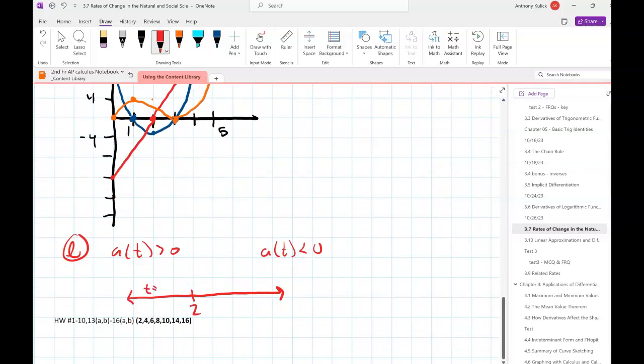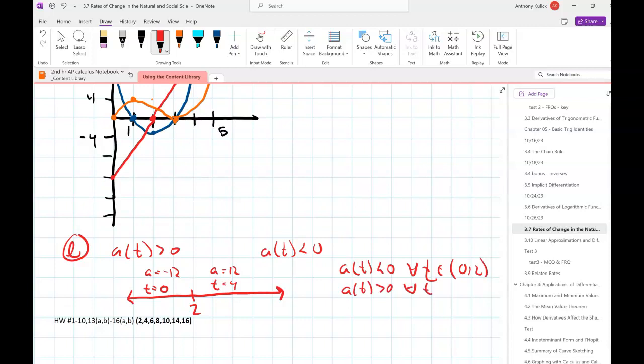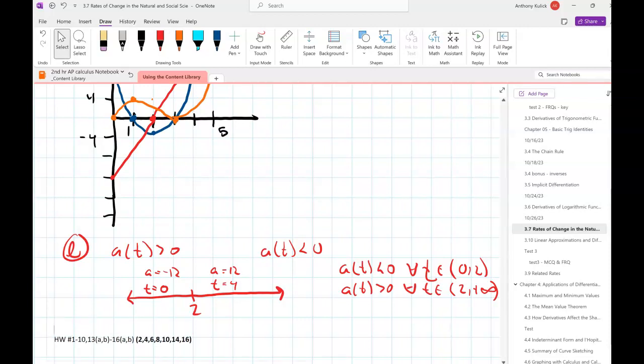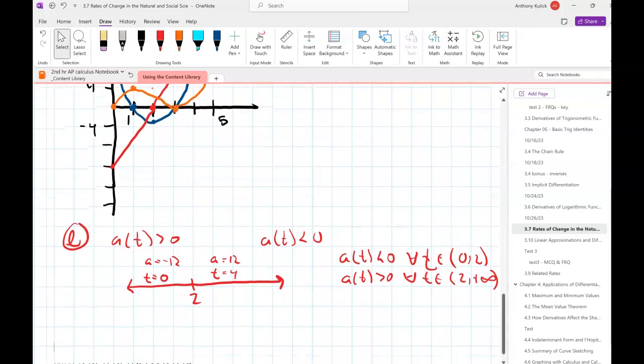And I know when t is equal to 0, a is -12. And when t was equal to 4, we did that already, a was +12. So we know that a of t is negative for all t from 0 to 2, and then a of t is positive for all t from 2 to positive infinity, right? We can only ask you one speeding up. Could you just write that on the part? Oh, yes.